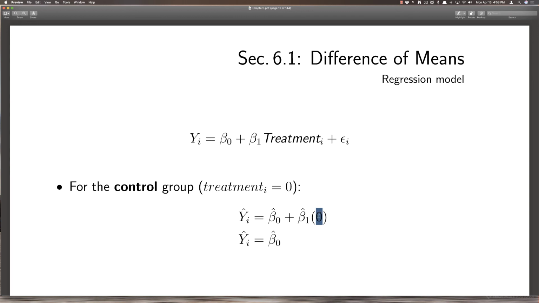I plug in 0. 0 times anything is 0. So that's why that term disappears here. And so the predicted value for the control group, or for the group that gets 0 for the dummy variable, here the group that gets 0 for the treatment, their fitted value, my prediction about their dependent variable value would be the intercept. So notice, the intercept means something here.